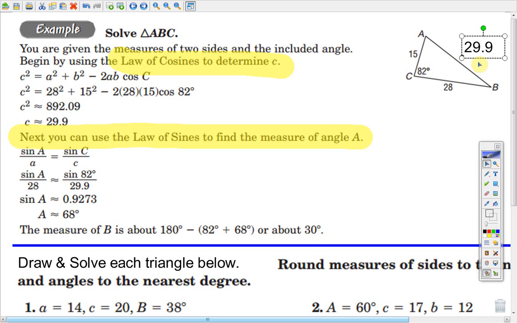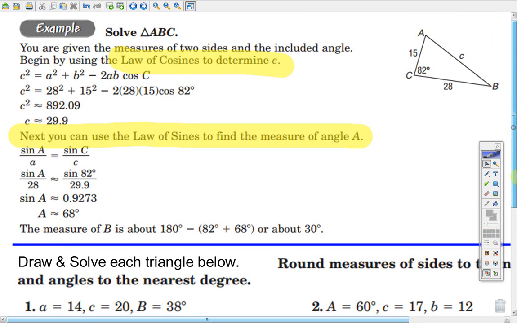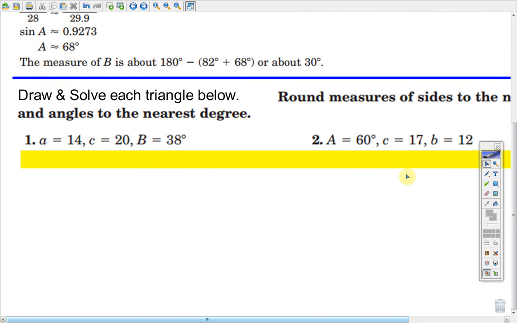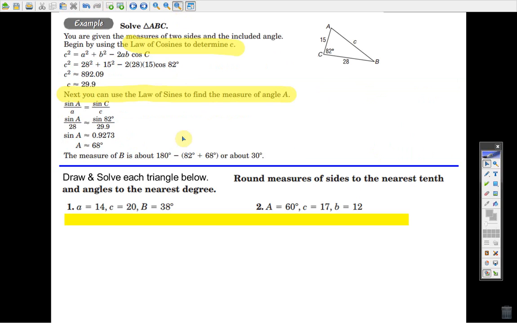Okay, so now it's your turn. Go ahead and do that for these two triangles here at the bottom. Draw and solve each triangle below. Round the measure of sides to the nearest tenth and the angles to the nearest degree. I would start with law of cosines. Once you have a pair of opposite side and opposite angle that match each other, switch back to law of sines and figure out the rest of the triangle.